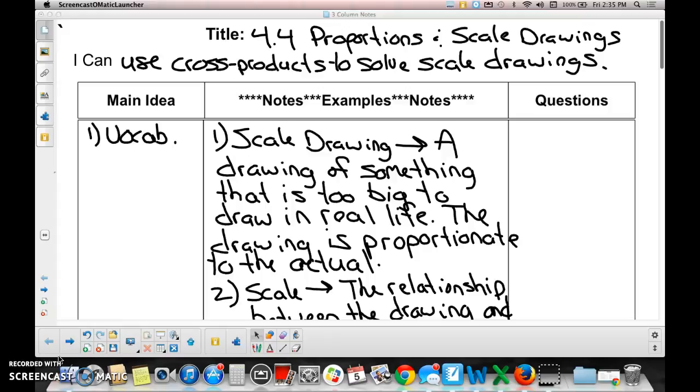Proportions. Proportions and scale drawings. 4.4, proportions and scale drawings. What can you now do? Can you use cross products to solve scale drawings?